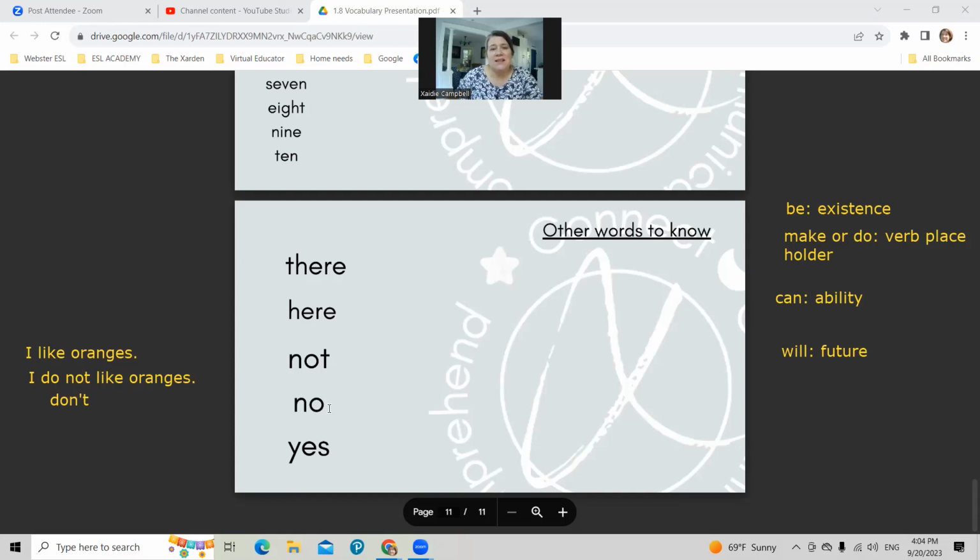No is the way to make it negative when it's just no. Do you like oranges? No. Do you like oranges? Yes. Okay. And that's the top 50 words, the most common 50 words in the English language.